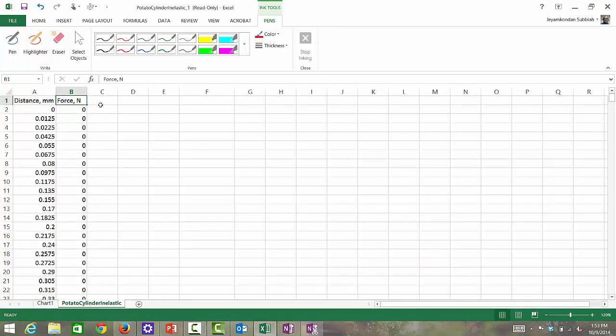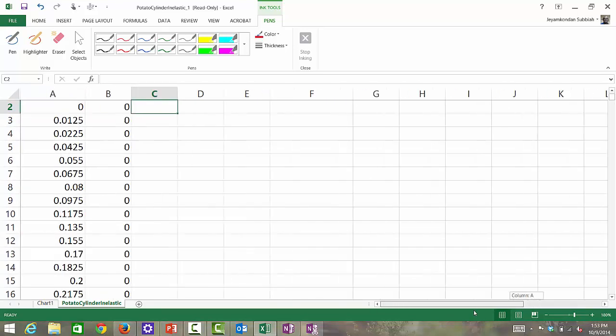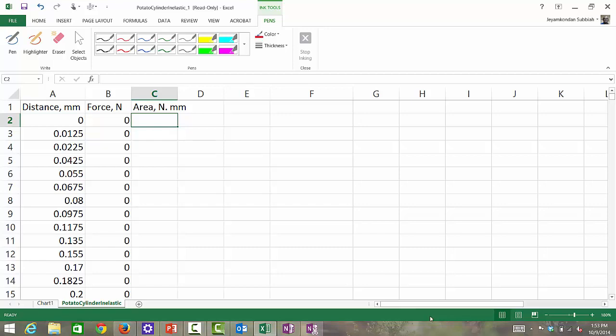I have the force and the distance, and I have to calculate the area. The area is going to be in Newton millimeters, right? And that can be calculated as follows. I'm going to zoom in a little bit so that you can see how I type the formula. I'm going to ignore the first row. The second row is going to be the average force, or the average height, times the difference between the two distances. So that is the area for the first point.